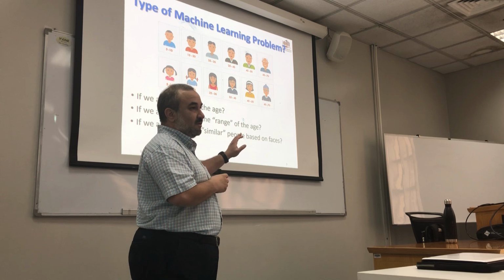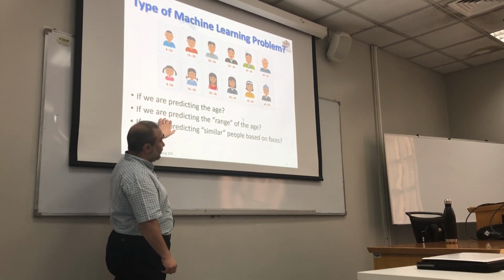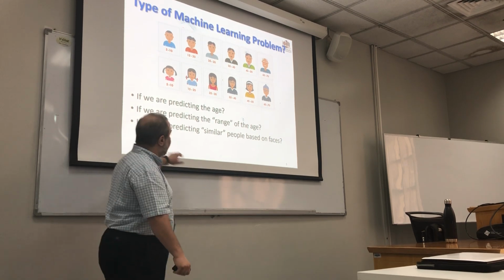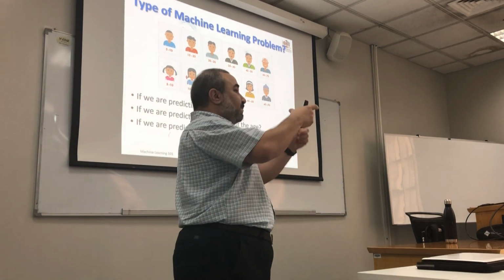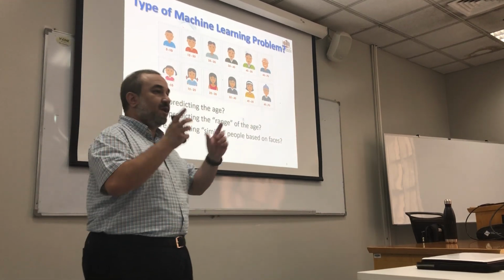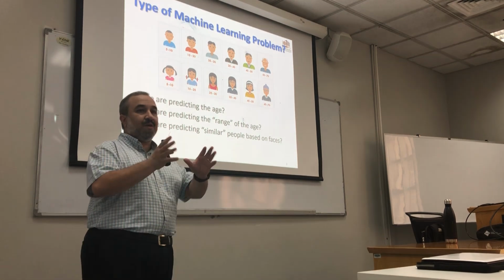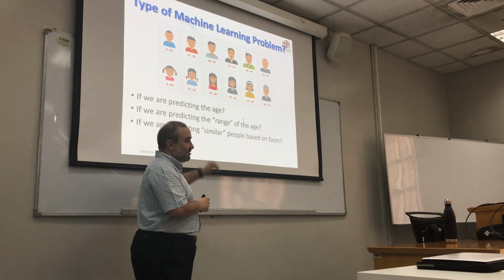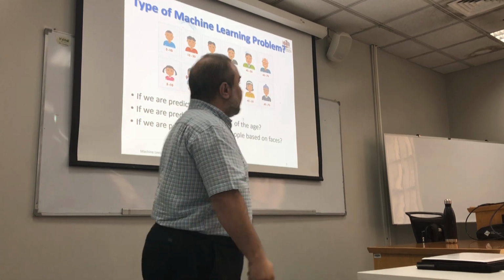Okay, is that clear? So this is an example of a regression problem. This is an example of a classification problem, and both are supervised. And this one is not supervised. We don't need any label here to group people together based on the features of their faces. Okay, if they look similar, then they should be in the same cluster. Regardless of the difficulty of the problem, but these are the types of these problems. Okay, any question about that?